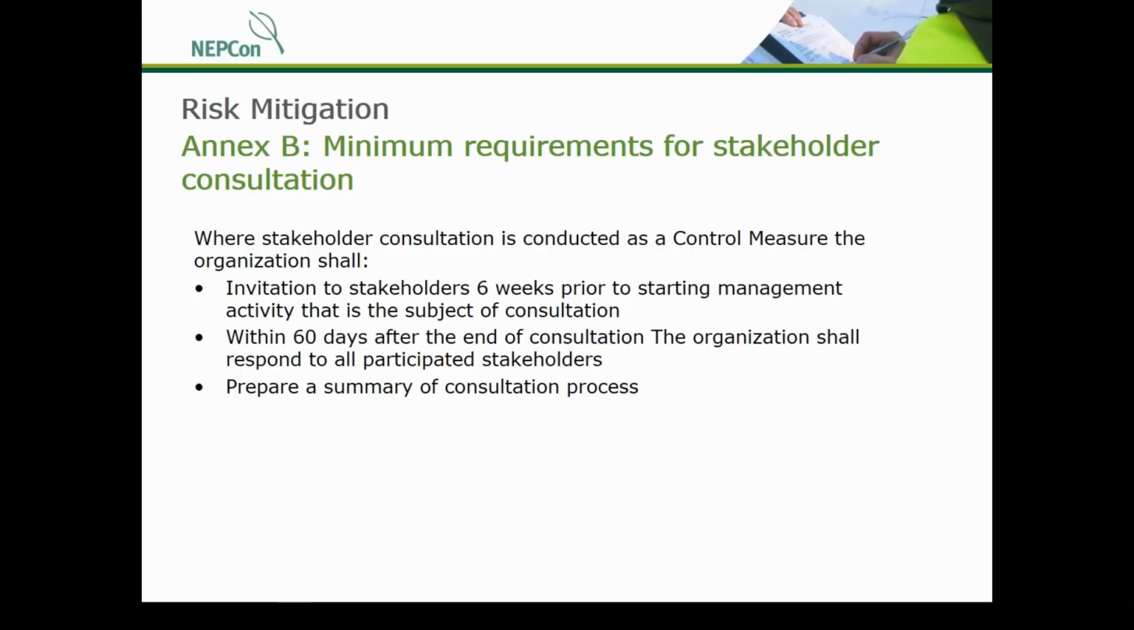So let's say that there are specified risk for harvesting within protected areas, then the stakeholder notification should go out to affected stakeholders 6 weeks prior to any management activities related to the harvesting, in order to allow them to provide feedback and comments. Also, the organization has 60 days after the end of the consultation period to respond to all participating stakeholders. Also, a summary needs to be prepared to outline the different steps of the consultation process, including who has been consulted, what they have been consulted on, what the feedback was, and what the follow-up was from the organization.